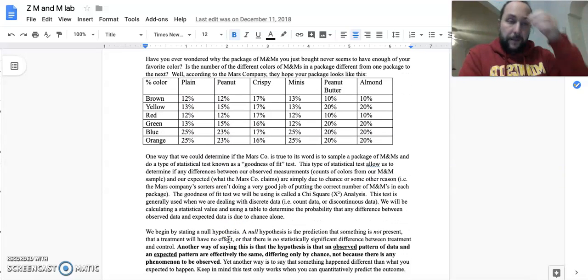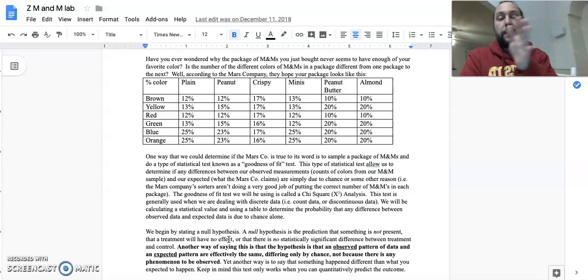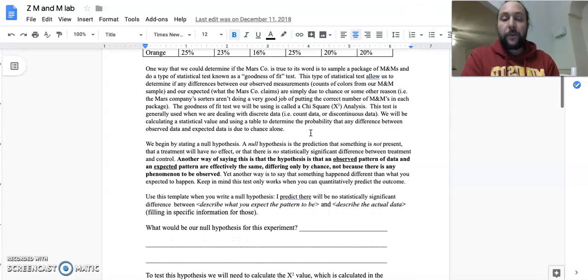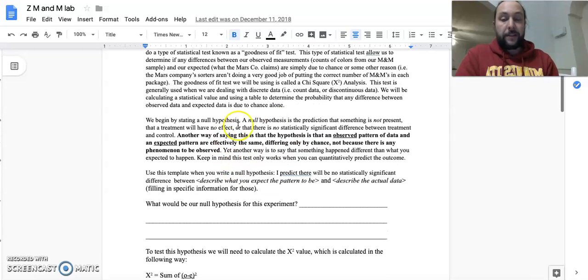So when the Mars company is making M&Ms, they occasionally want to check to make sure that their expected percentages of M&Ms match their actual percentages, right? And you can run something called this chi-squared analysis to see if that's actually happening. So to do that, we are going to be starting by writing a null hypothesis. It's going to explain what a null hypothesis is here. So you're going to read this and you're going to state a null hypothesis, right?